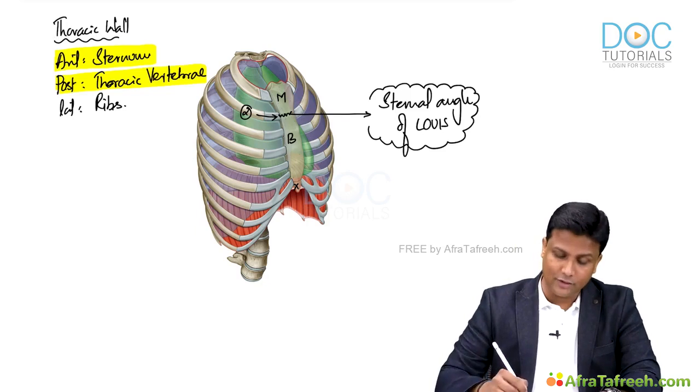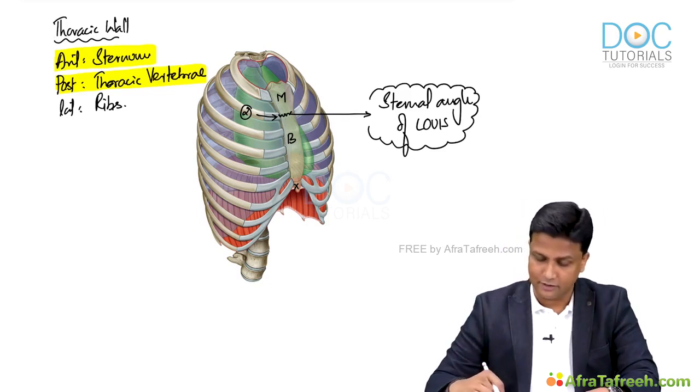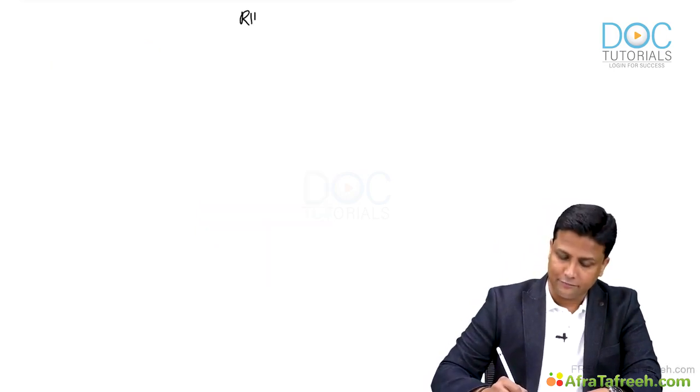But now we have to discuss in detail about the ribs, guys. So let's begin with the topic of ribs in detail here. In total, how many ribs do we have? We have got totally 12 pairs of ribs.